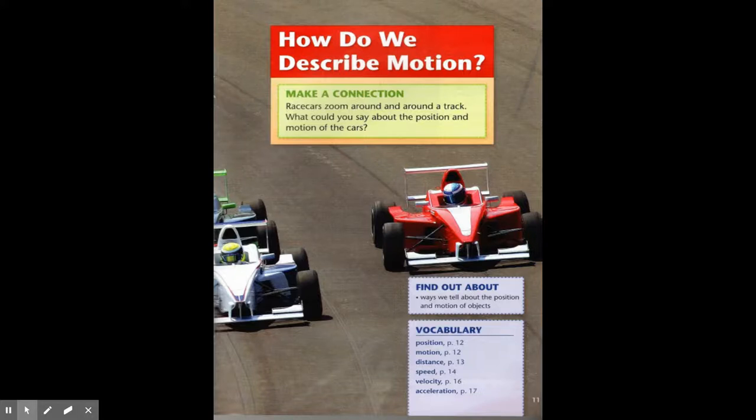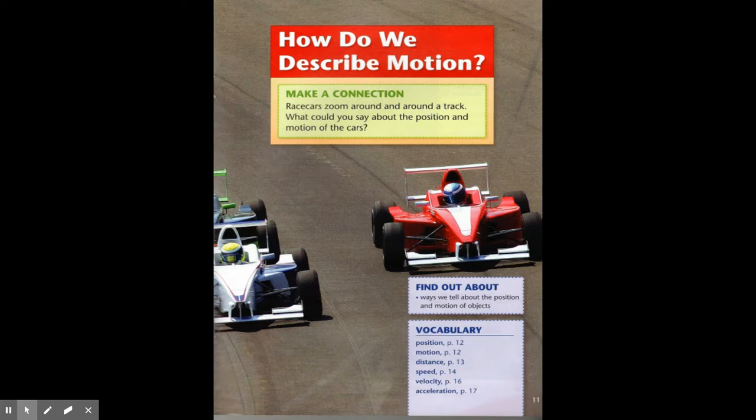How do we describe motion? Make a connection. Race cars zoom around and around a track. What could you say about the position and motion of the cars? We can tell where the cars are located and tell that it has changed position by where it is on the track. So we're going to find out about ways we tell about the position and motion of objects.